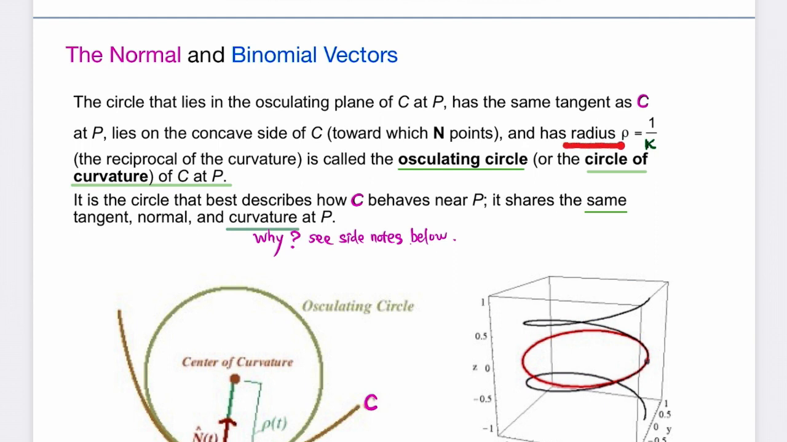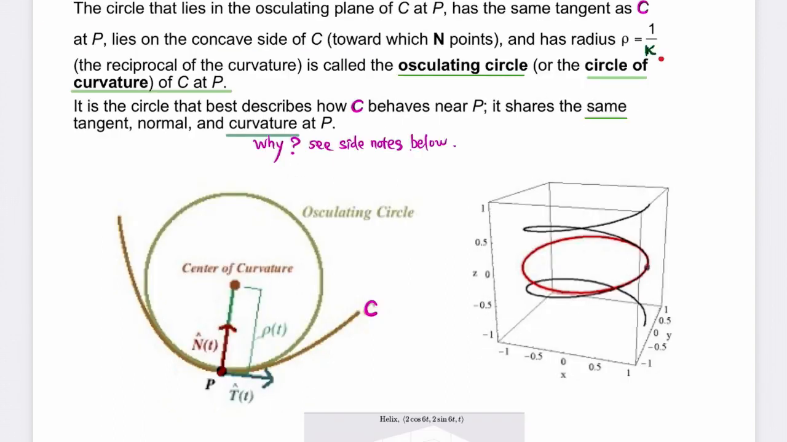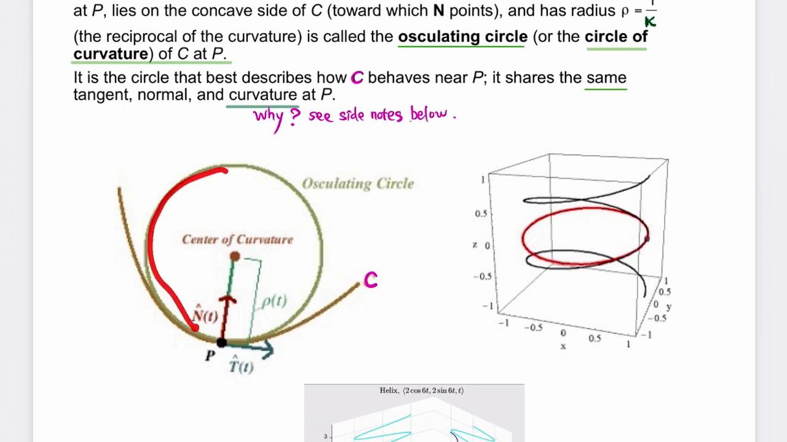Since we choose this circle here to have radius 1 over the curvature, then the curvature at any point on the circle is going to be the same curvature K. This osculating circle and the curve C, they are going to share the same tangent, normal, and curvature at this point P.